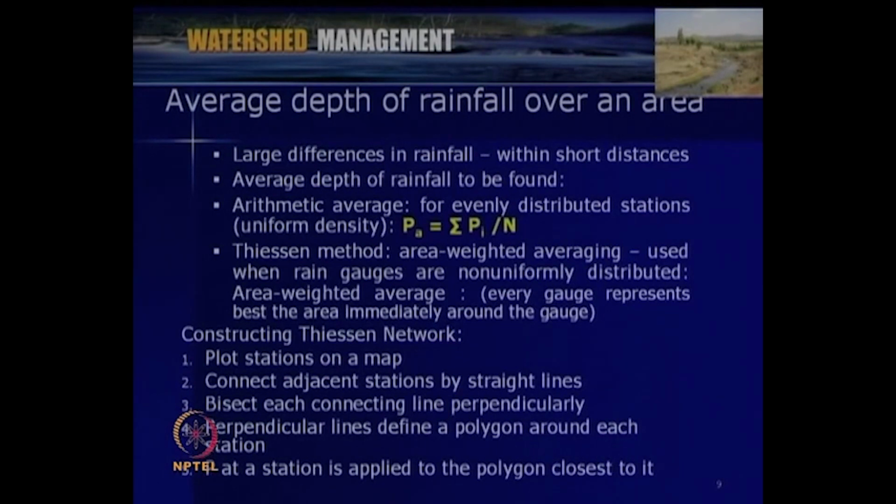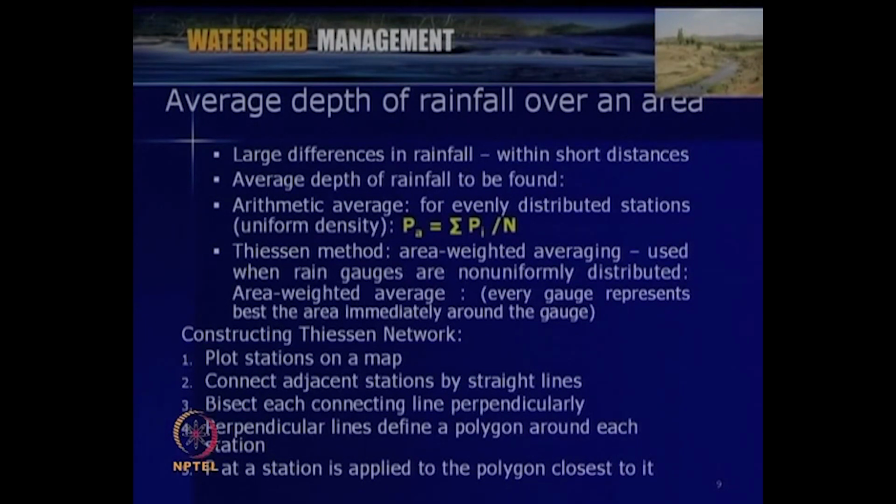The reason is that there are large differences in rainfall within short distances. Whenever we go from one location to another, there will be huge variation in the quantity of rainfall and rainfall intensity. That is why we may have to consider the average depth of rainfall for a particular location. Generally three methods are used to get this average depth of rainfall.